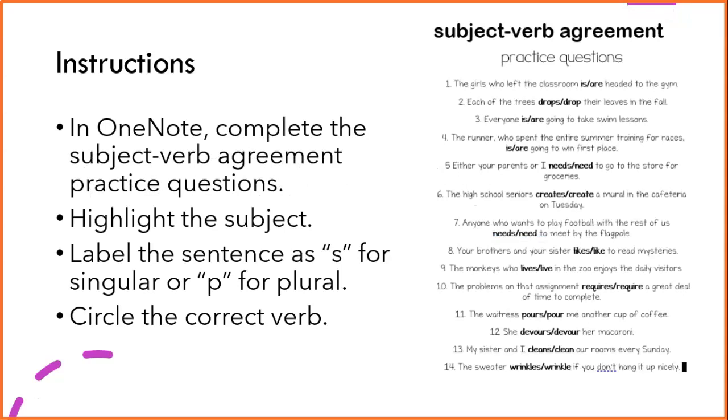Now that you've done the notes, don't forget to turn them in. And here's your assignment for today. In OneNote, complete the subject-verb agreement practice questions. You're going to highlight the subject. Label the sentence as S for singular or P for plural. That's part of your grade. If you don't highlight or write singular or plural next to it, you will not receive full credit. Then, circle the correct verb.